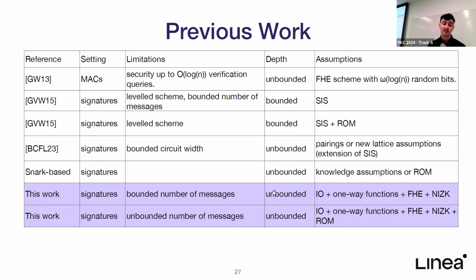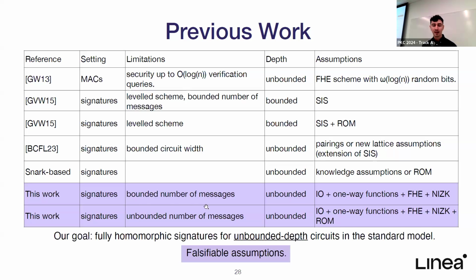So what we have is unbounded depth, and we're using very heavy machinery. We're using obfuscation, one-way functions, fully homomorphic encryption, and non-interactive zero knowledge. And if you want to get rid of the bounded number of messages, we're going to have ROM as well. But I would say this is the main result here, the first.